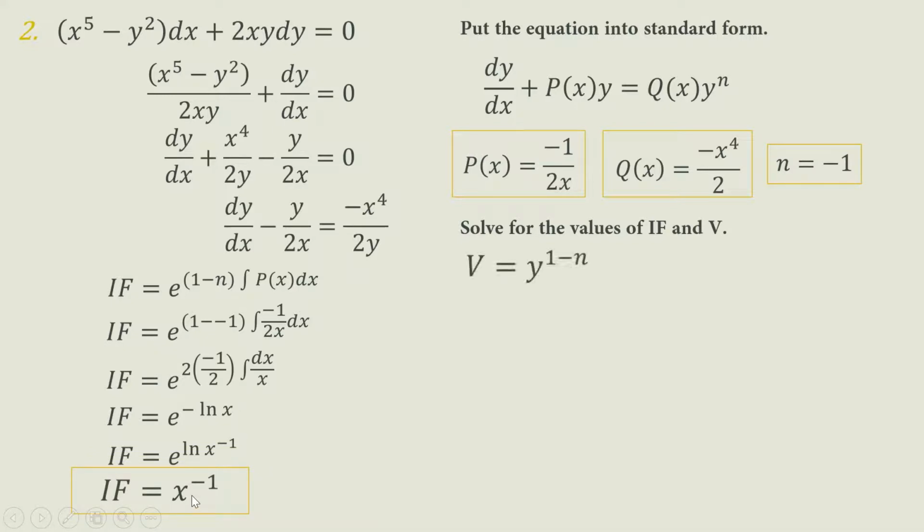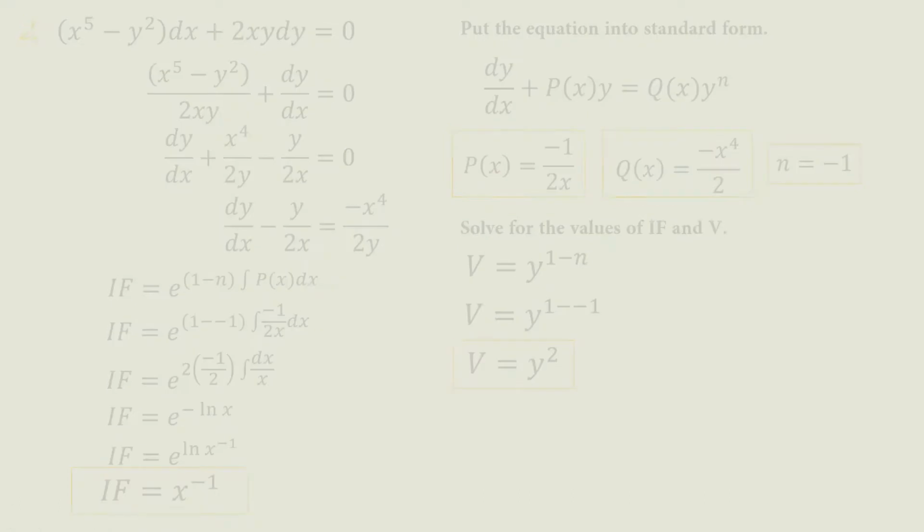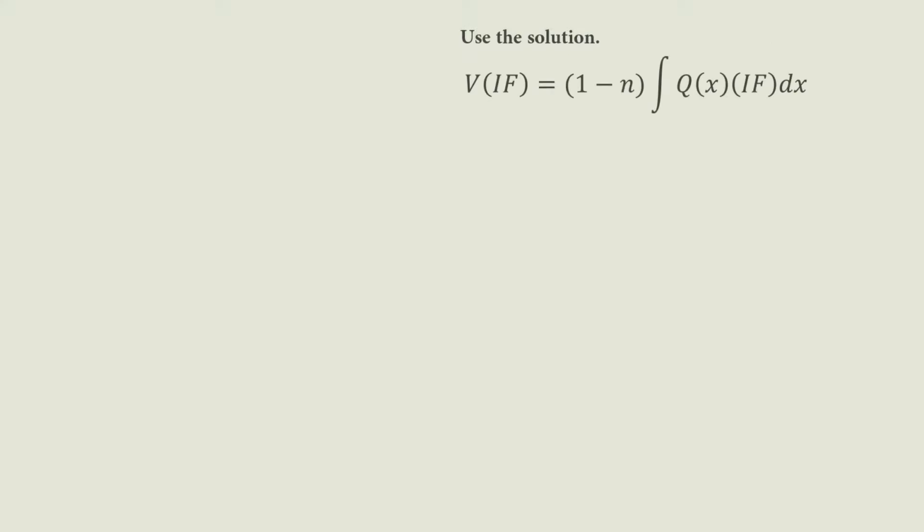And then raising e to negative ln x, our integrating factor will be x raised to negative 1. Then our v is y raised to 1 minus negative 1, so that is y squared. And so substituting to our solution, the y squared times x raised to negative 1 is equal to 1 minus negative 1 times the integral of negative x raised to the 4th over 2 times x raised to negative 1 dx.